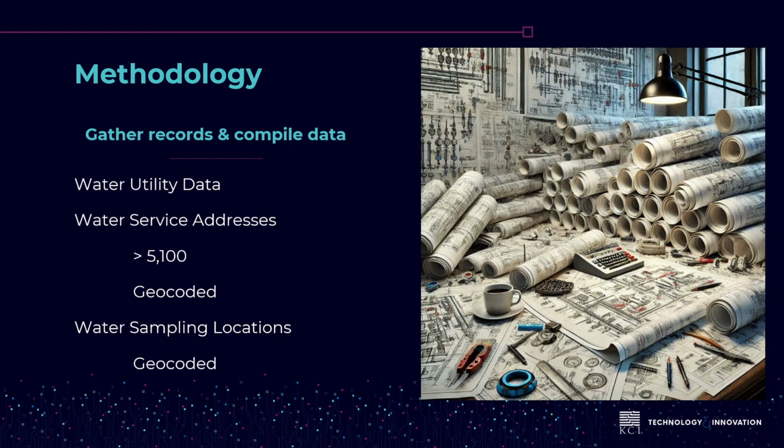So the city did have water utility data with lines, other point attributes, and then of course water service addresses. They had a little over 5,100. We geocoded those for them. And then they also had water sampling locations, which we geocoded.